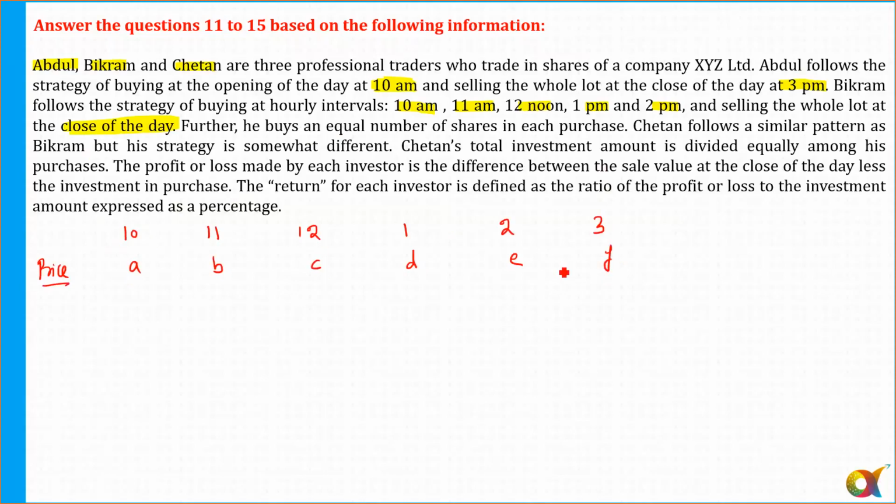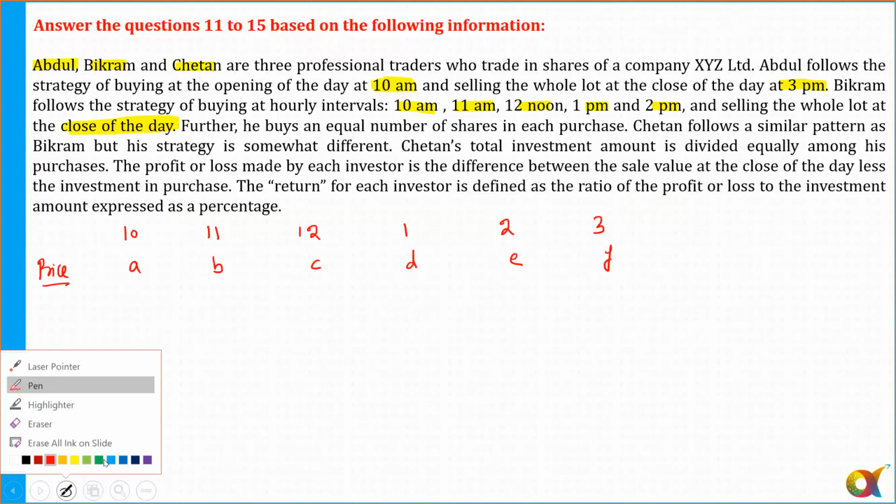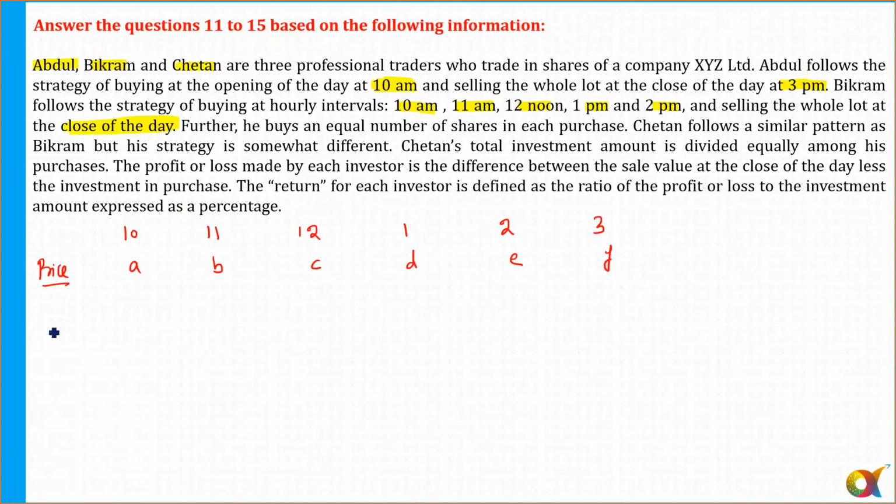Now it says Abdul. Let's start with one by one. First of all, we'll start with Abdul. Abdul buys the share at 10 a.m. and sold it at 3 p.m. So what is the profit here? What is the return? Just wait.